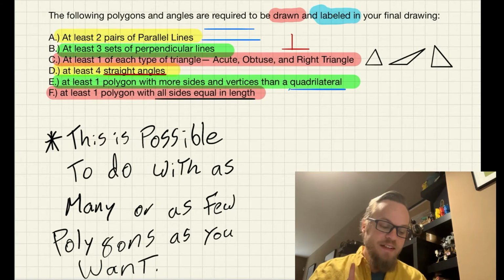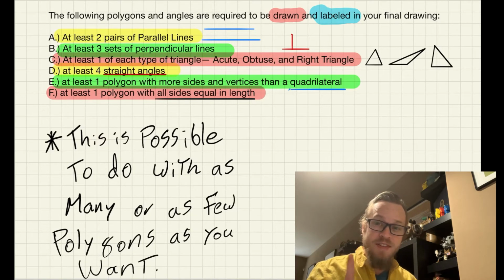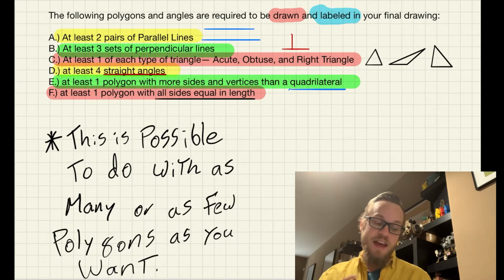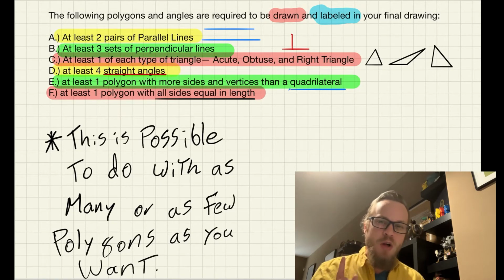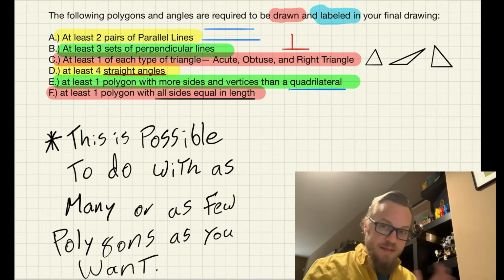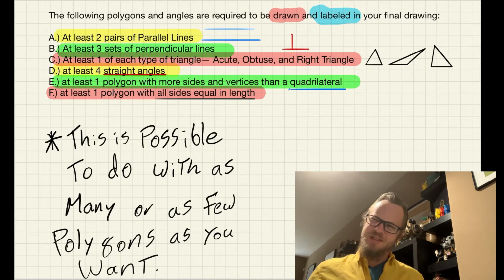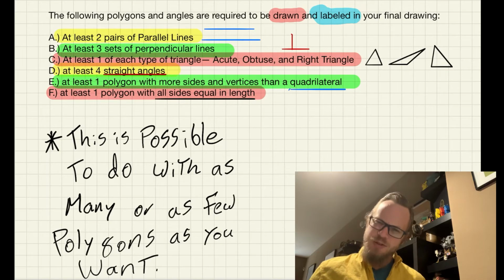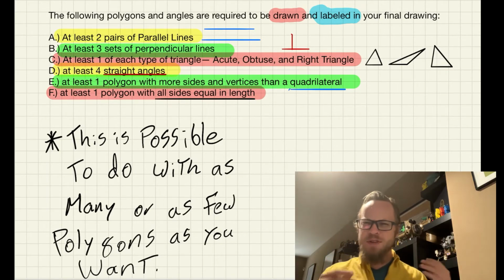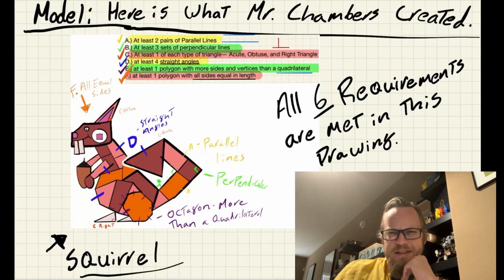E, at least 1 polygon with more sides than a quadrilateral. And F, at least 1 polygon with all sides equal in length. This is possible to do with as many or as few polygons or shapes as you want. Now you might be thinking, what is Mr. Chambers talking about? Has he truly gone crazy? Polygons, angles, drawing my favorite animal? What do I need to do?